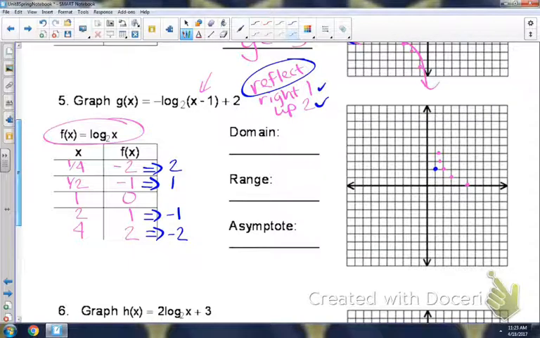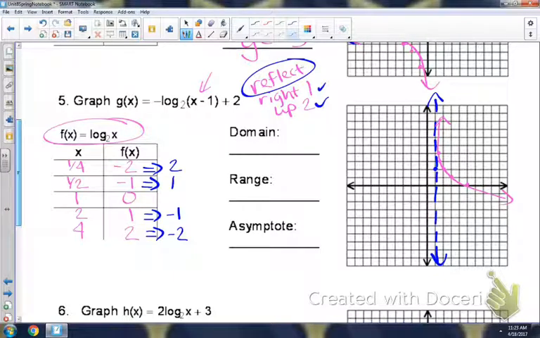Remember, on a log function, it should be approaching a vertical asymptote. We can go ahead and draw that. We know it's going through that new origin that we found, the blue point. Notice that this line is decreasing from left to right because it was a negative in front.